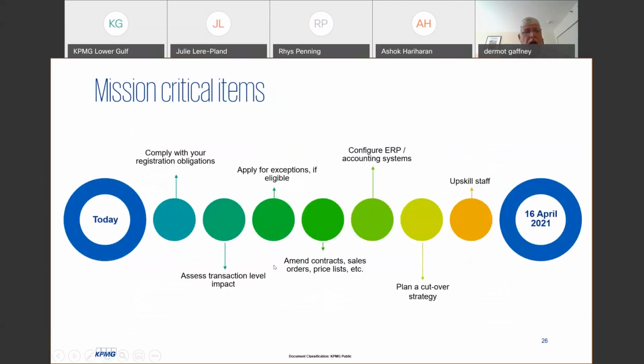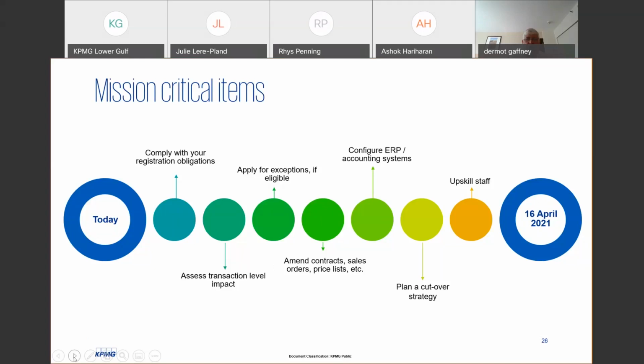If you move to the next one, the mission critical items, 17 days to go. What can you achieve in 17 days? We would take it that actually you should be looking at this as all the way up to the first return. So you've got 122 days. Prioritize what you can do, but unless your accounting system or ERP system is already configured and has been tested, etc., and you have your cutover strategy already there, there's probably not a lot you can do.